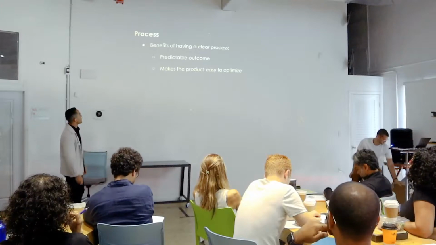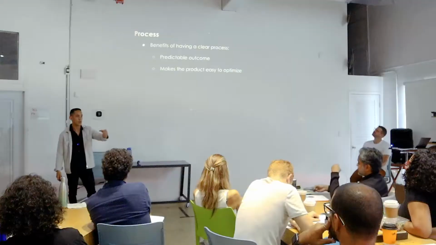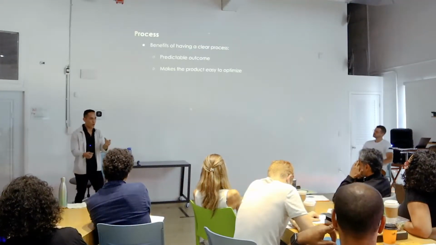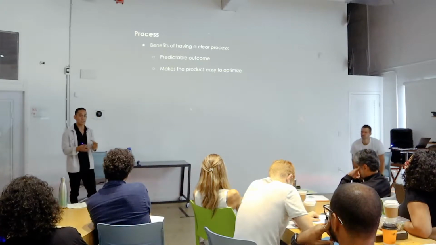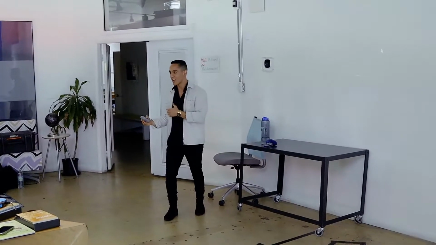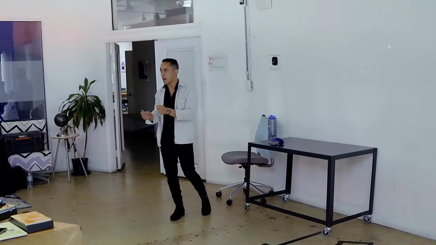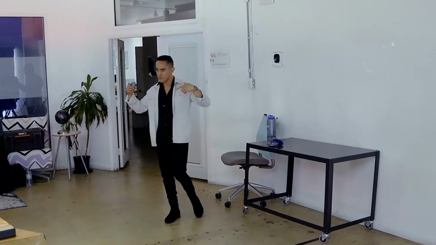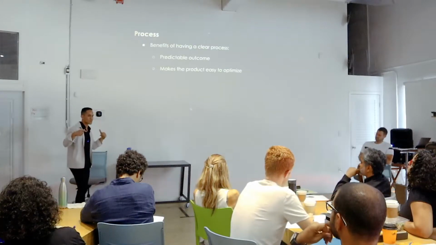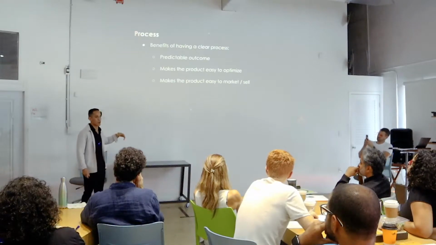So then having a clear process makes the product easy to optimize. Let's say you want to make your Twix sweeter. You know what to tweak because the process is clear. The same thing in your business. If the product is not working, if you have a clear process, you can see where things need to be optimized, where things need to be tweaked. But if it's all in your head, it's going to be very hard to do that. Is this making sense? Yeah. Cool.